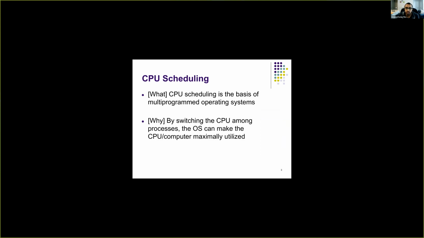So, before getting into the details of CPU scheduling, let's try to understand what is CPU scheduling. So, CPU scheduling is one of the main and fundamental mechanisms in multi-programmed operating systems. And why do we need to do CPU scheduling? It's to make efficient use of the most important resource in the system, that is CPU. So by doing CPU scheduling, the operating system can effectively and efficiently make use of the CPU.